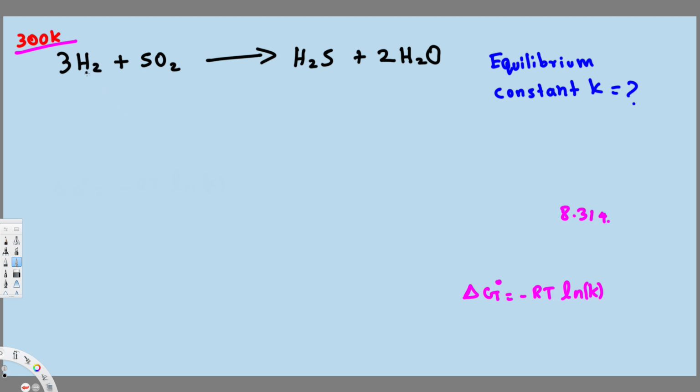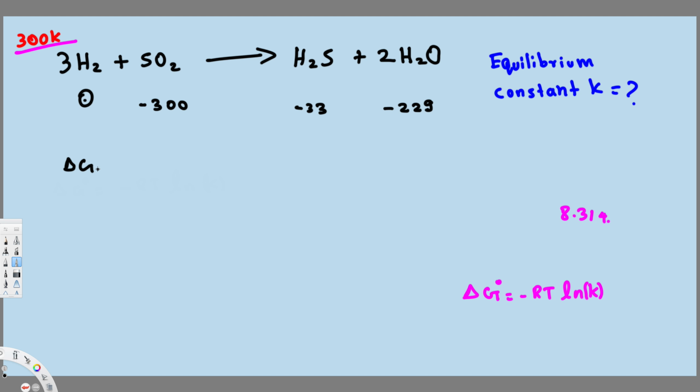So the standard delta G change for each of these molecules, we have to know that. So here H2 in its original state is going to be 0, and then this is going to be minus 300, and this is going to have minus 33, and then water is minus 229, right? So these are the standard delta G values.